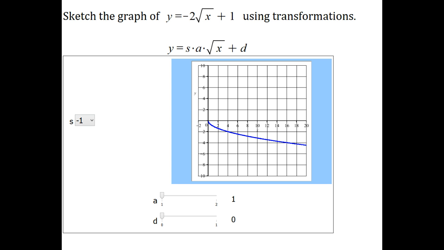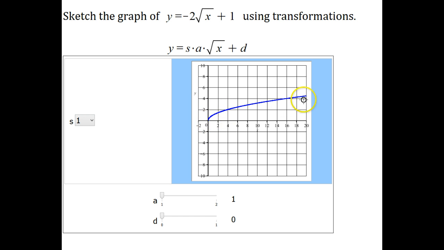Alright, in this next example, we've got 3 different things happening. This -2 on the outside is going to be 2 vertical effects. One, stretching the graph by a factor of 2. Separately, reflection over the x-axis. And then lastly, we're going to move up 1 unit. So the way I've indicated that here is by S for sign, positive or negative, and then A is the parameter playing the role of 2, D is the parameter playing the role of 1.